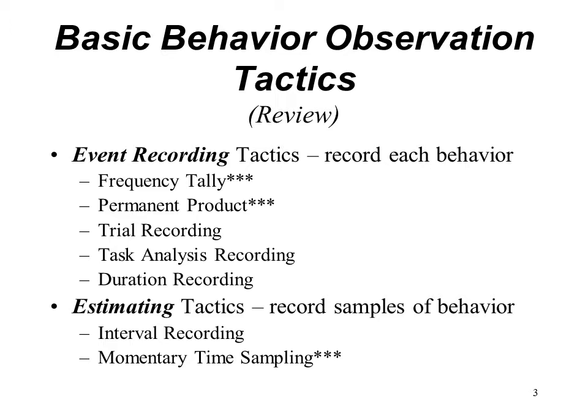Another variant of frequency data is permanent product recording. This is when you're actually looking at the product of a behavior, not the behavior itself. So it might be the number of math items, problems worked correctly on a worksheet. Trial recording has to do with when we collect data on a student's response to discrete trials. So in other words, a spelling test is a form of discrete trial. I call out 10 words. Each time I call out a word, the student writes down the word, and then we're recording whether or not the student spelled the word correctly or incorrectly.